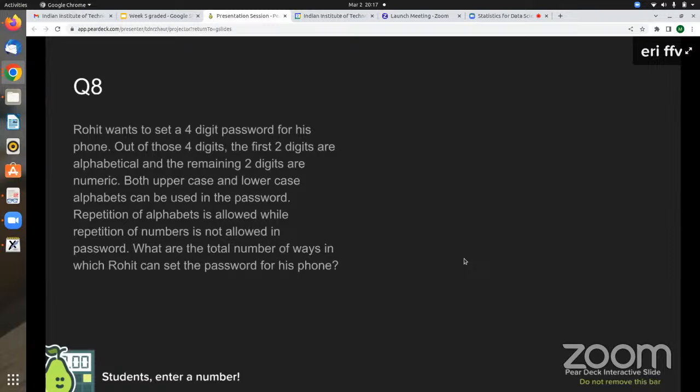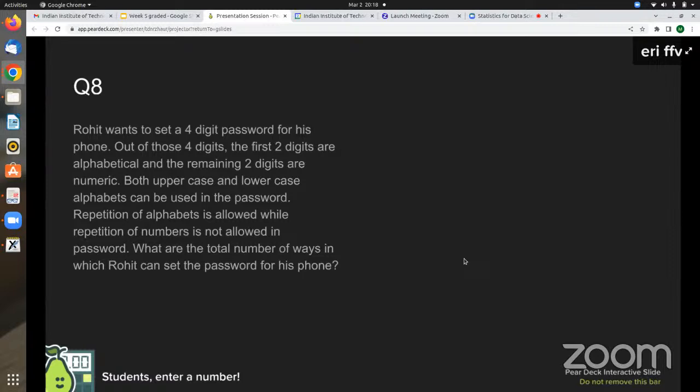Sir, in Q2, which weeks' questions will be there? All 8 weeks or from 5 to 8? So 5 to 8 will have more weightage, but some questions will come from week 1 to 4 also. Maybe 1 or 2 questions from week 1 to 4, and the remaining from week 5 to 8. So focus more on week 5 to 8, and if you get time, brush up week 1 to 4.